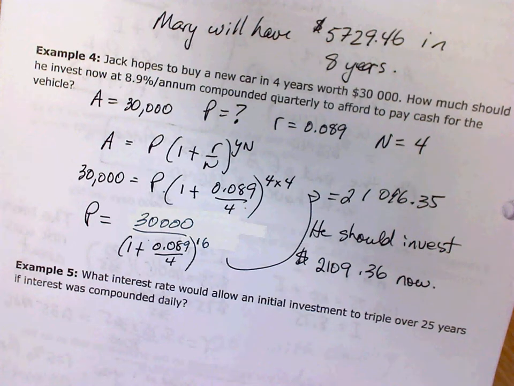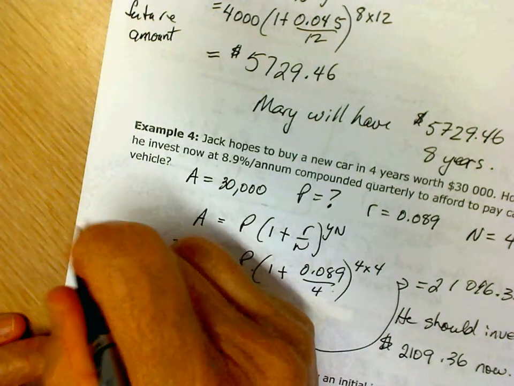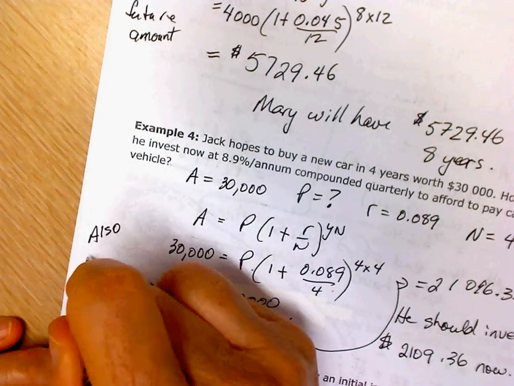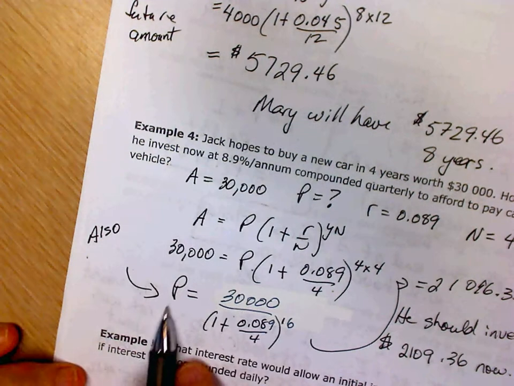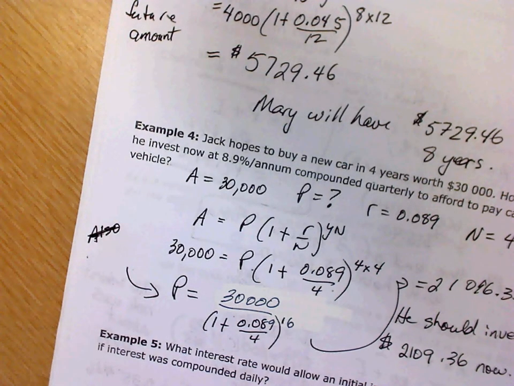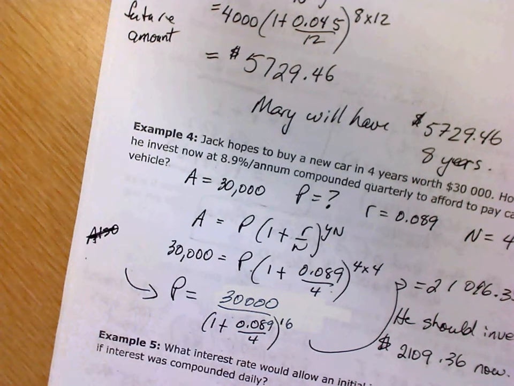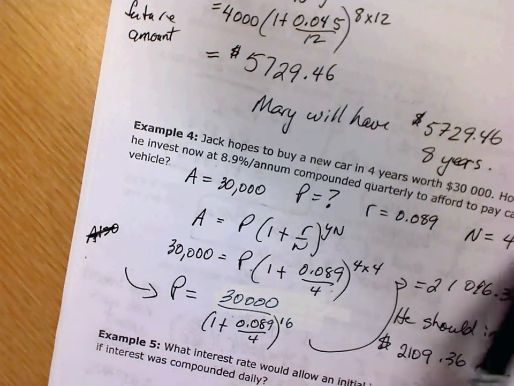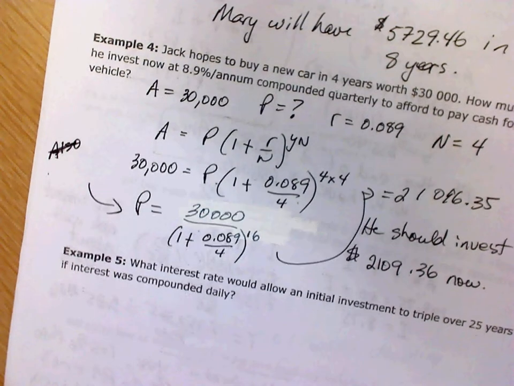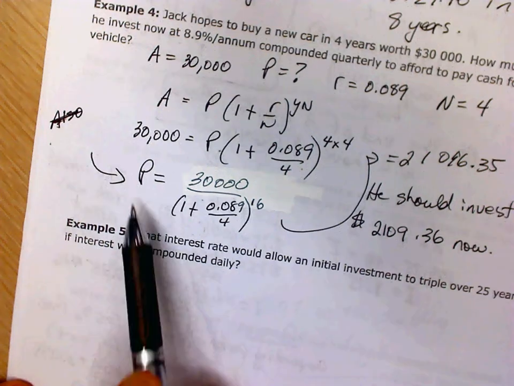This principal is another word for present. It also means present value. In this case, we'll talk about that later. In this case, we're looking at the present value of that 30,000 today, given these investment conditions. How much should he invest today to have 30,000 in the future?